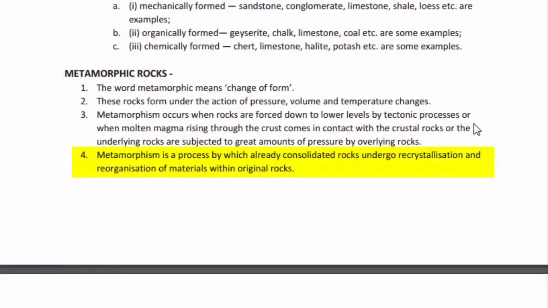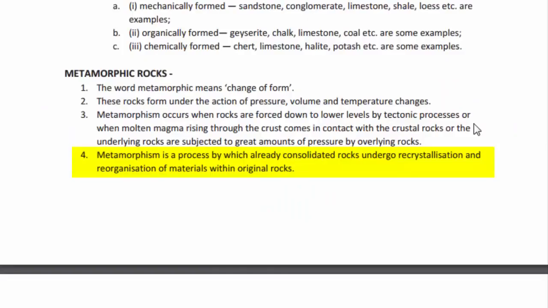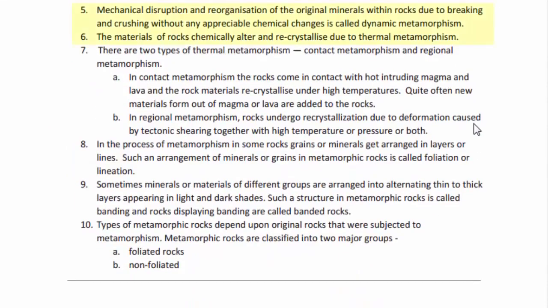Metamorphism is a process by which already consolidated rocks undergo recrystallization and reorganization of materials within the original rocks. So this recrystallization and reorganization of a rock happens due to extreme heat and pressure. When the rocks make their way inside the mantle during subduction, heat and pressure act on them and transform them into metamorphic rocks. Now the transformation of metamorphic rocks happens in two ways. One is through dynamic metamorphism and the other is through thermal metamorphism.